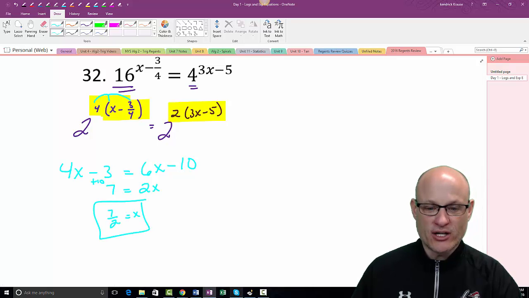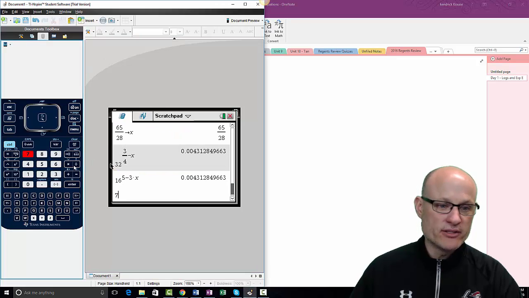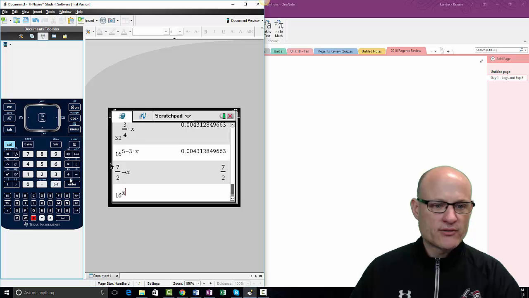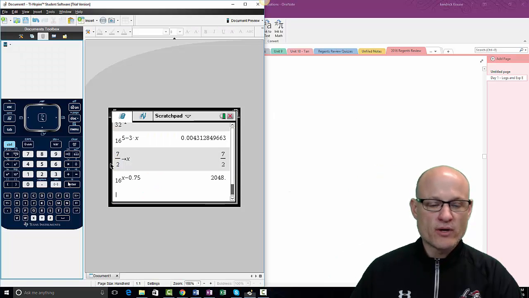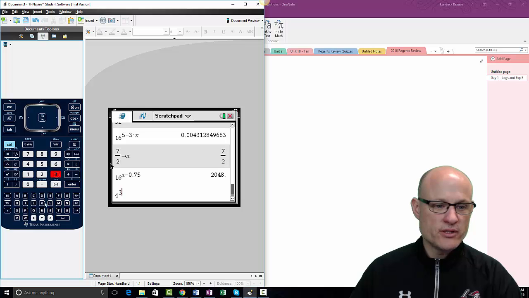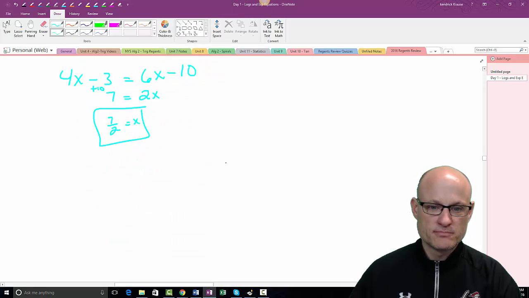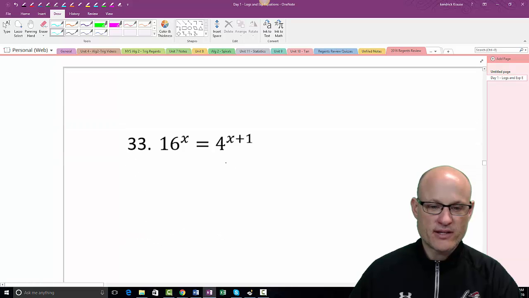And again, you can check this stuff. Take your calculator out, go 7 divided by 2, store in x, enter. And then type it in, 16 raised to the x minus, I'm just going to put 0.75. It's the same as 3/4. And then 4 raised to the 3x minus 5. 2048, 2048, done. Not going to check anymore. Yes, I think I have to.